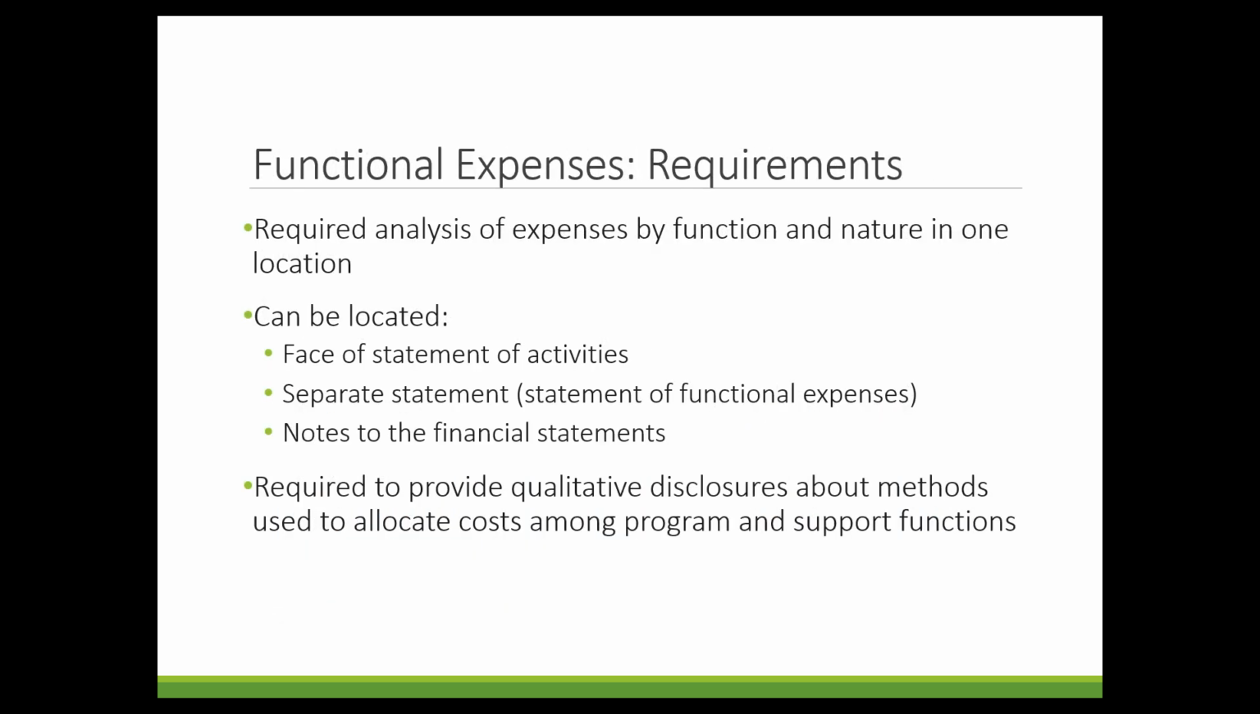The other section I'm going to talk about is functional expenses. It's required to provide an analysis of expenses by function and nature in one location. It can be on the face of the statement of activities or in the notes, but almost every organization I've seen has a separate statement of functional expenses. And it's required to provide qualitative disclosures about methods used to allocate costs among programs and support functions.